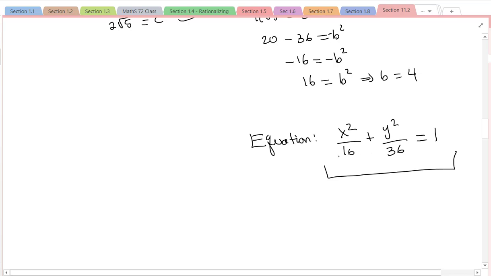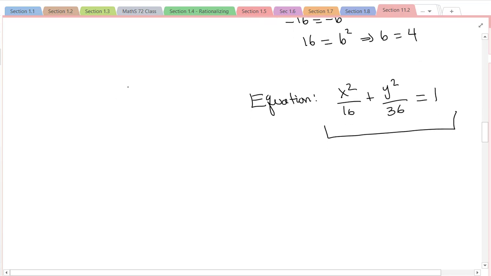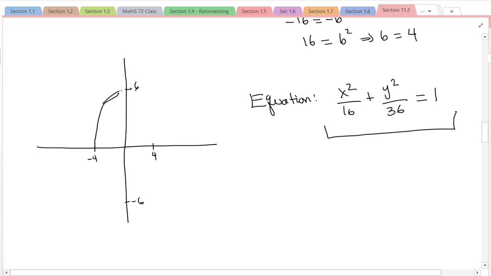Now if you want to graph it, you can see what this will look like. Major axis on the y-axis, so this is going to be an elongated ellipse. With 36 under the y squared, this is really 6 squared, so we're going to go 6 and negative 6 on the y. The square root of 16 is 4, so 4 and negative 4 on the x. And then you would draw the ellipse, again with my beautiful ellipses, so there you go.